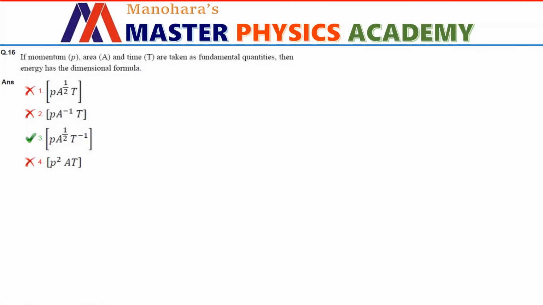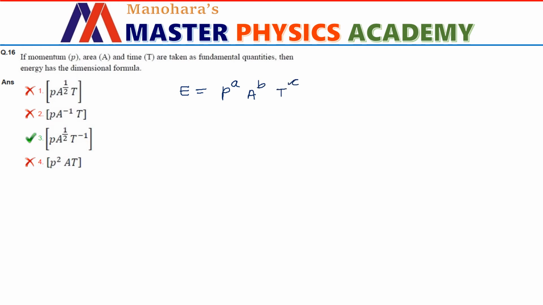Next question. Here they have given, if momentum P, area A and time t are taken as fundamental quantities, then energy has the dimensional formula. So now we need to consider this dimensional formula, in which I can say the energy E is given by momentum to the power a, area to the power b, and time to the power c.